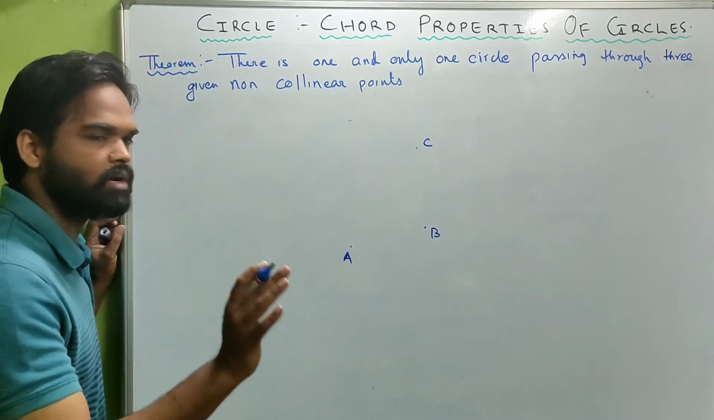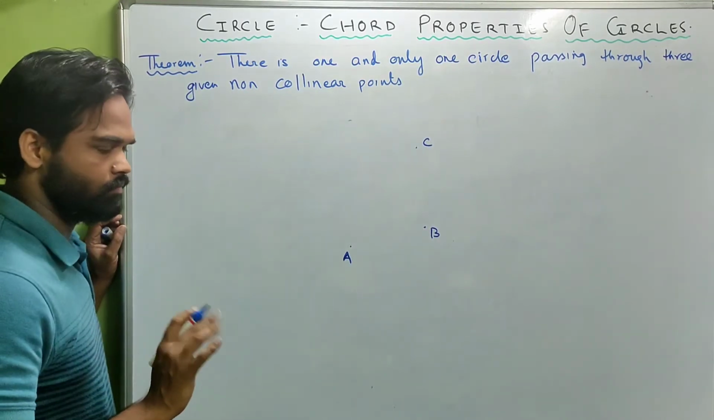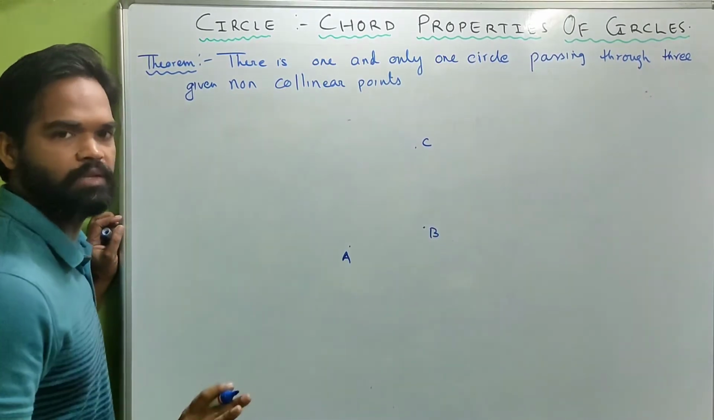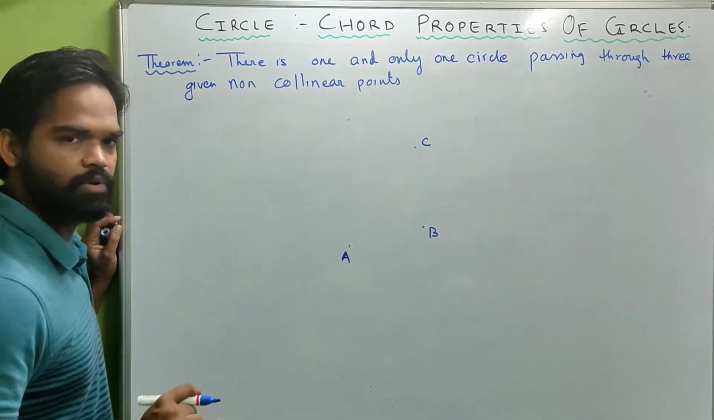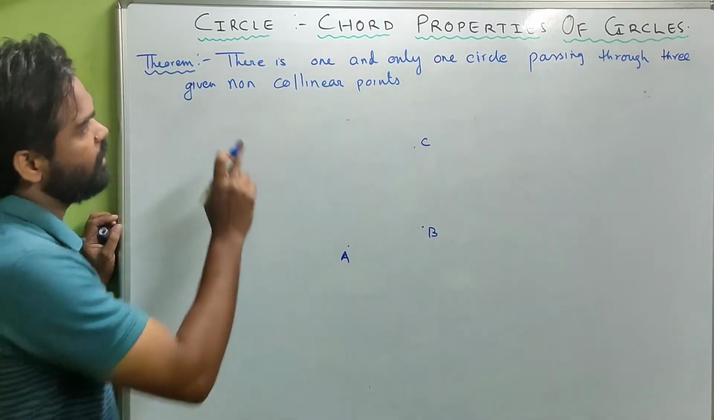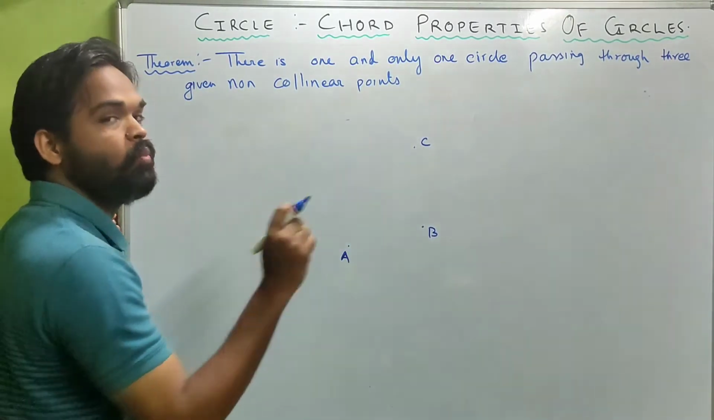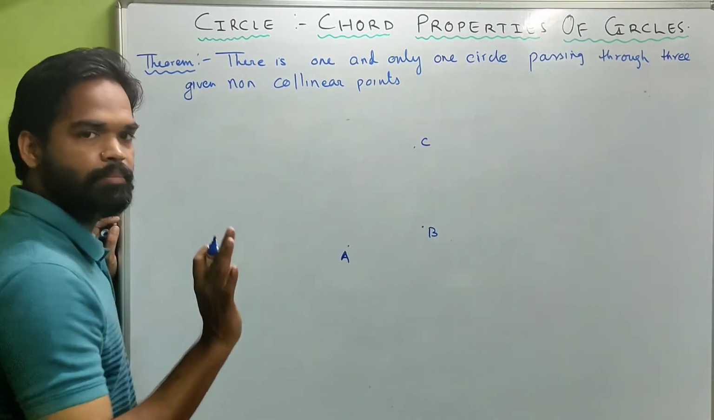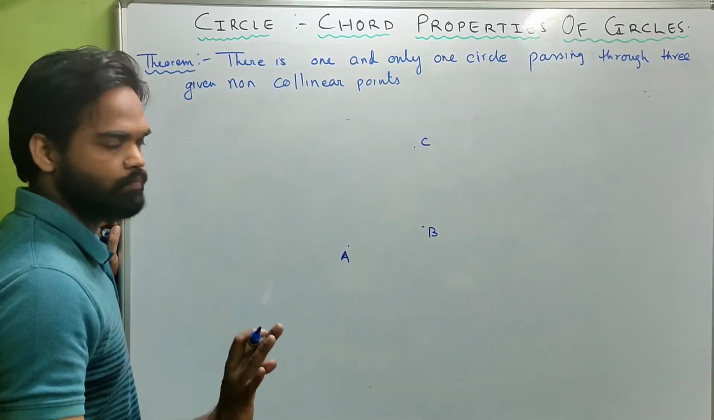Non-collinear points means they do not lie in the same straight line. If you draw a line, you can join AB, but you can't join A, B and C together in one single line. So they are non-collinear. Now they are telling that you can draw only one circle passing through these 3 points. You can't draw more than one circle.